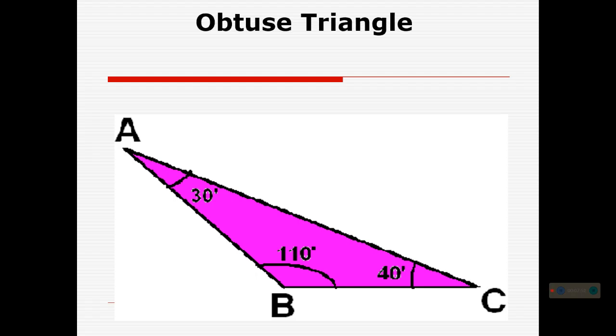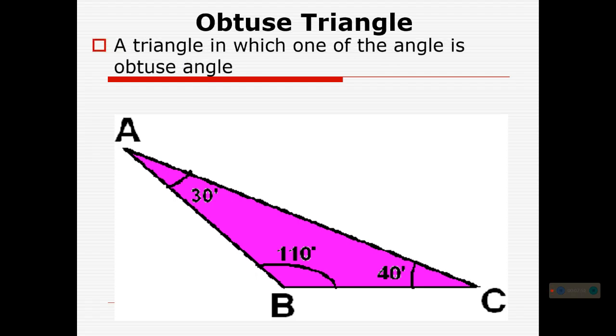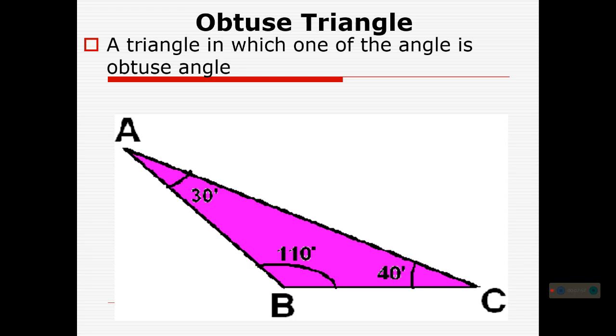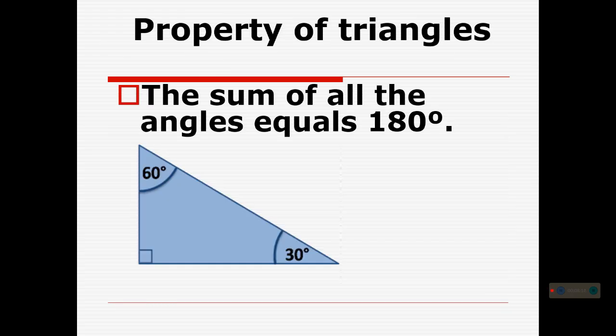So we have here an obtuse triangle. Why? Because it is a triangle in which one of the angles is an obtuse angle. As you have seen, we have 110 degrees. When we say obtuse angle, it measures more than 90 degrees but less than 180 degrees. Okay? So let's now proceed with the property of triangles.